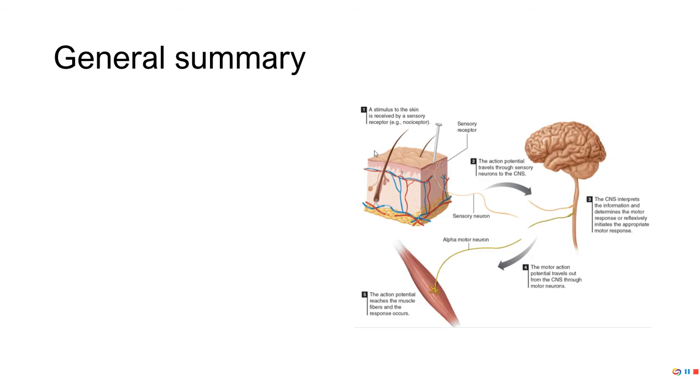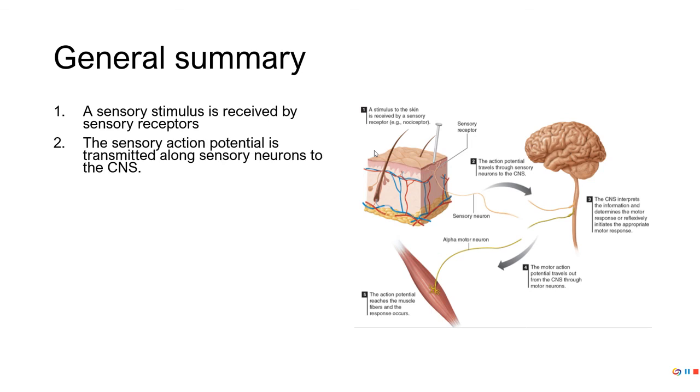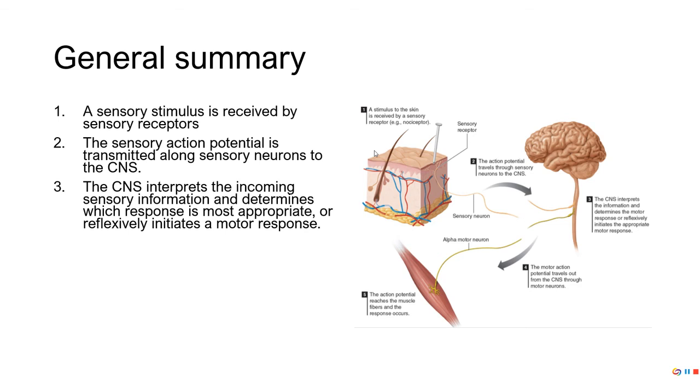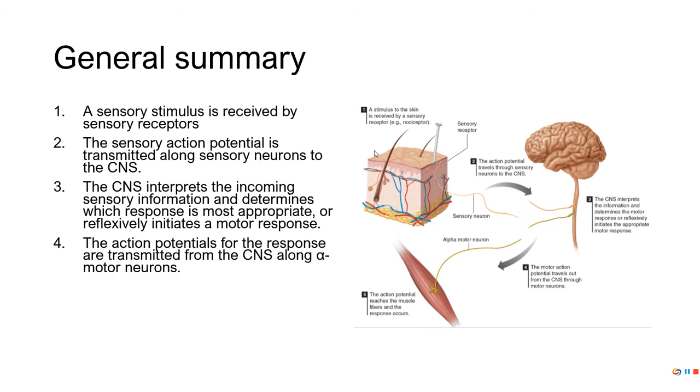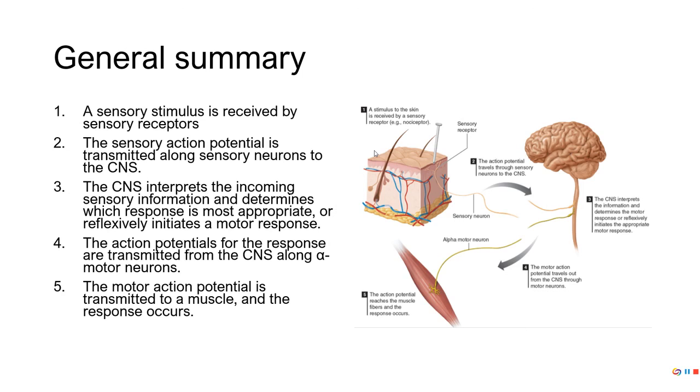Okay, so general summary, you're going to have some sort of sensory stimulus that's activated by sensory receptors. Okay, it's going to send an action potential to the central nervous system. Central nervous system gets the information and says, this is what I need to do. Okay, and then it sends action potential so you can do that thing that your brain says you need to do. And from there, it goes from the nerve to the muscle.